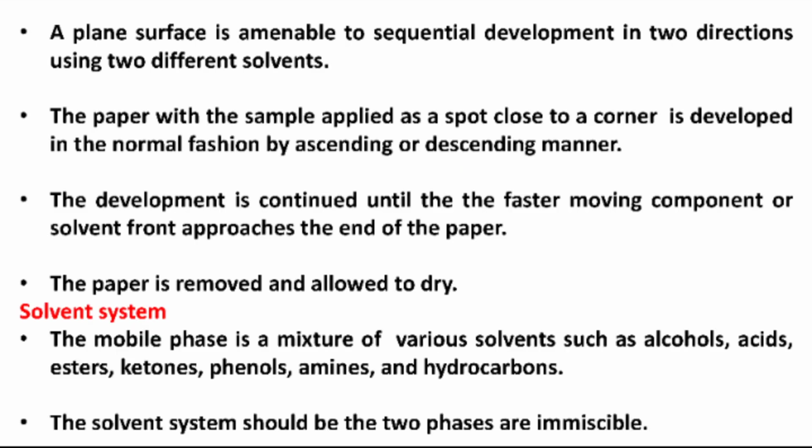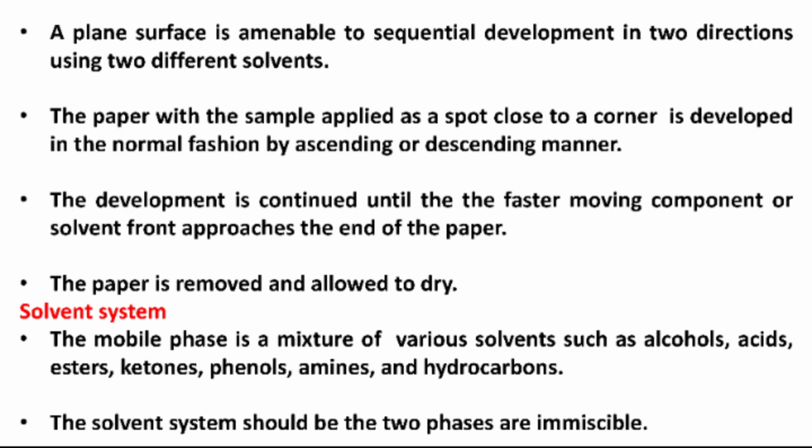The plane surface is amenable to sequential development in 2 directions using 2 different solvents. The paper with the sample applied as a spot close to a corner is developed in the normal fashion by ascending or descending manner. The development is continued until the faster moving component or solvent front approaches the end of the paper. The paper is removed and allowed to dry.